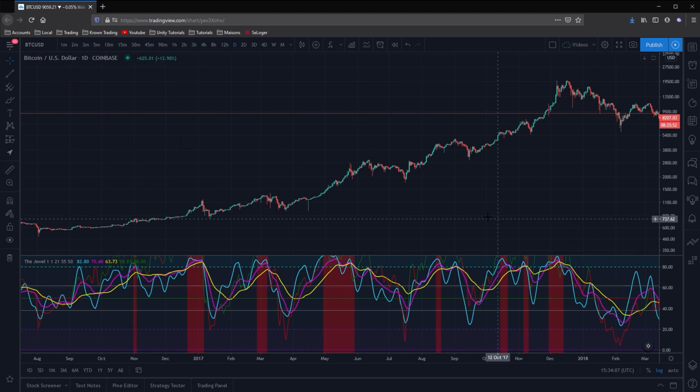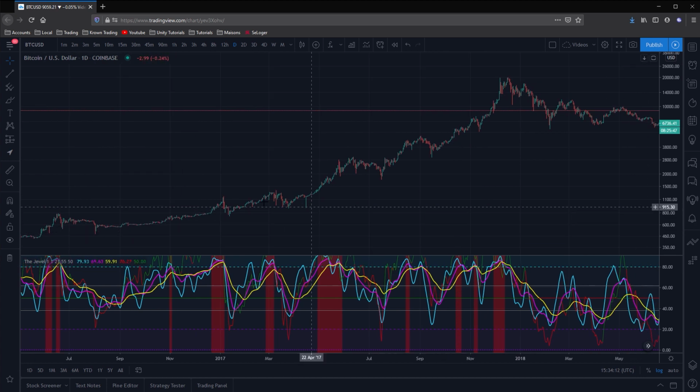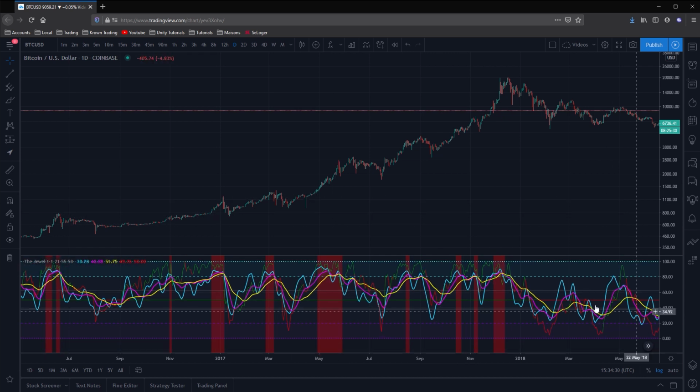And there are a few good examples during this period, from July 2016 to July 2018, which we all remember as being the bull run, right? Bitcoin went from $400 to about $20,000. And here's the thing: the Jewel is just a momentum oscillator, okay? Nothing more. Even if it takes into account a lot of the standard momentum oscillators, it still remains just a momentum oscillator, right?